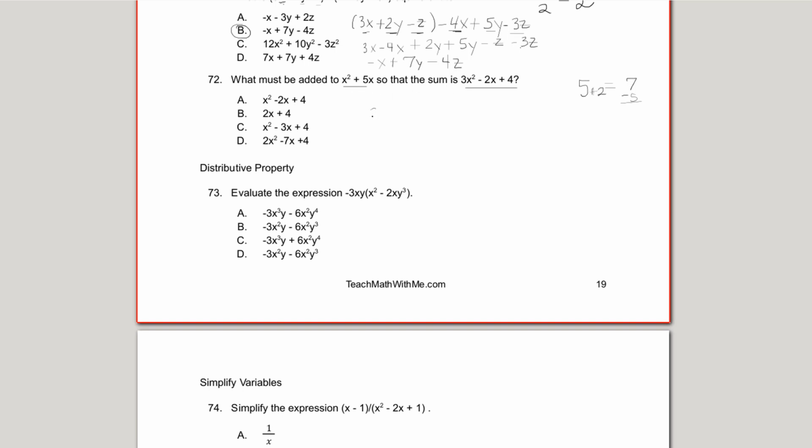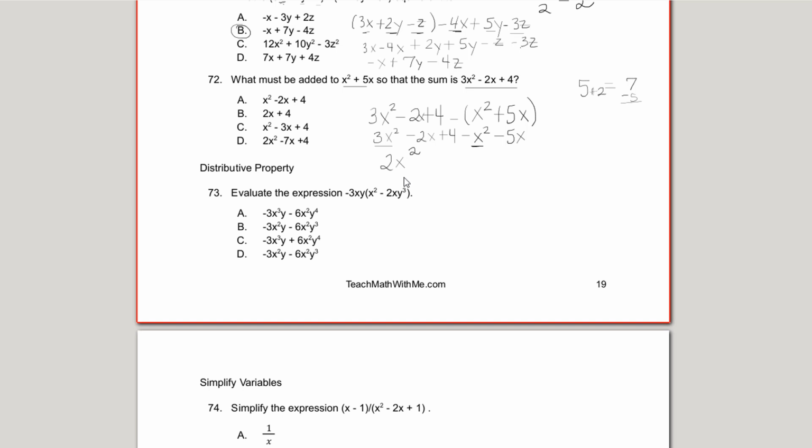We've got an overall sum of 3x squared minus 2x plus 4, and from that I'm going to subtract x squared plus 5x. It's important to use the parentheses because we want to subtract both terms. So let's distribute this negative sign through here. And I left my x out, I'm sorry. 3x squared minus 2x plus 4 minus x squared minus 5x. Now we can only combine like terms. I've got x squared here. So 3x squared minus x squared gives me a 2x squared.